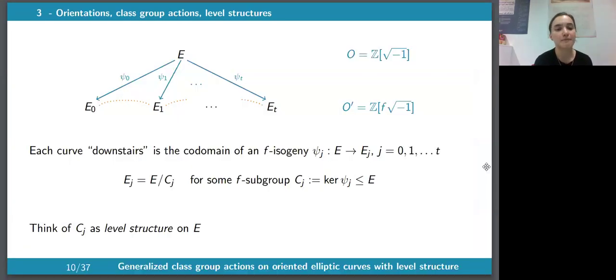Now notice that each curve living downstairs is the codomain of some f-isogeny going from E on the top to the first level of the isogeny volcano. So we can associate to each curve E_j downstairs some f-subgroup C_j of the curve on top, namely the kernel of such a descending isogeny. So what we would like to do for today is think of such subgroups C_j as some level structure on the curve on top.